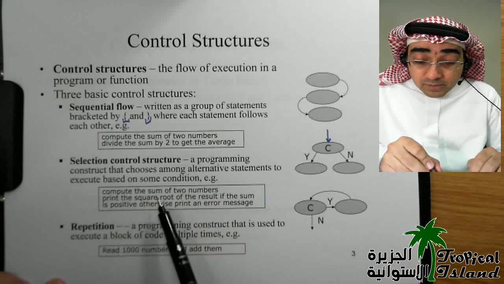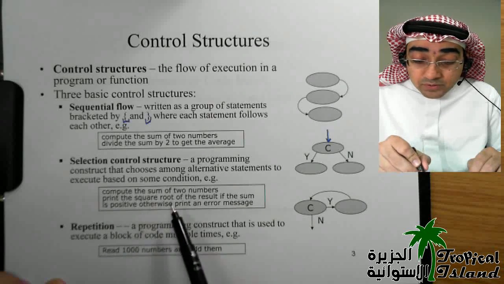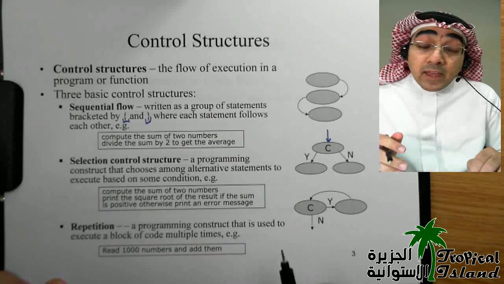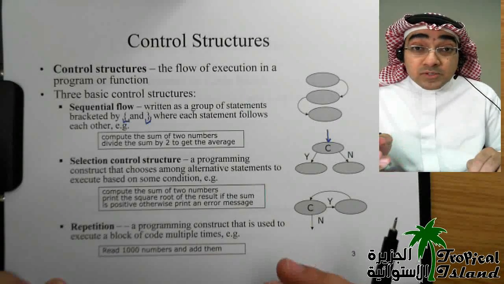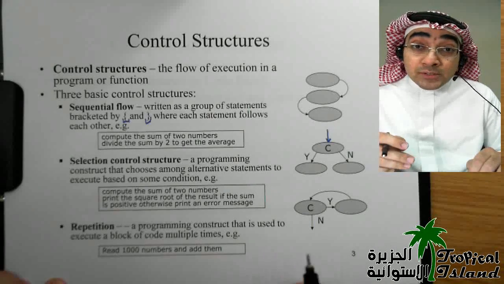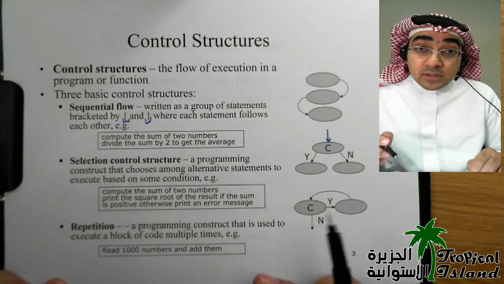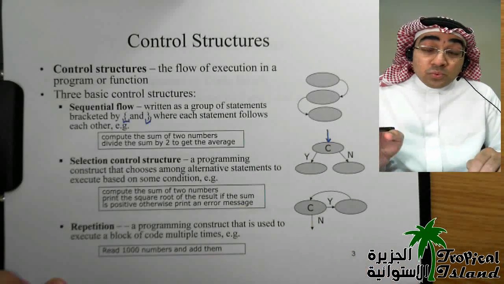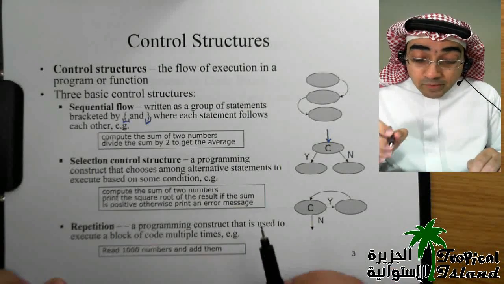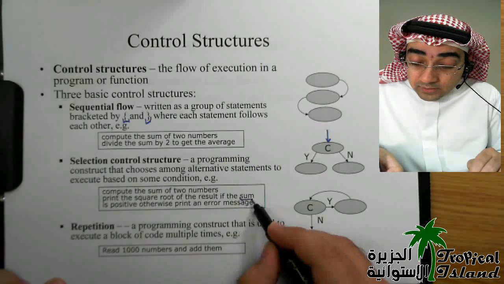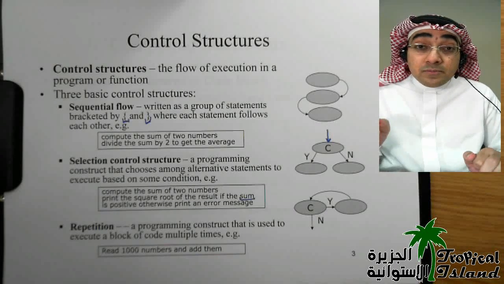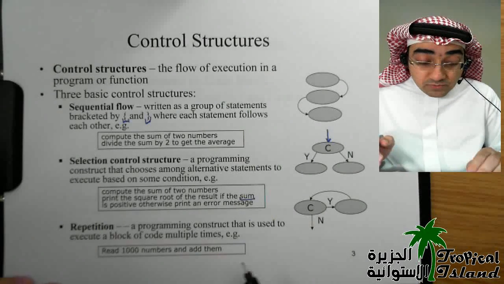For example, compute the sum of two numbers and print the square root of the result if the sum is positive. So you check if the sum is positive. If the sum is positive, you print the square root. If the sum is negative, the square root of a negative number is not defined, so you do not print the square root. So you have two alternatives here. One is to do the square root, the other is not to. And based on what do you do that? Based on a comparison of the sum. If the sum is a positive number, you take the square root, otherwise you don't. This is a typical example of a selection structure.